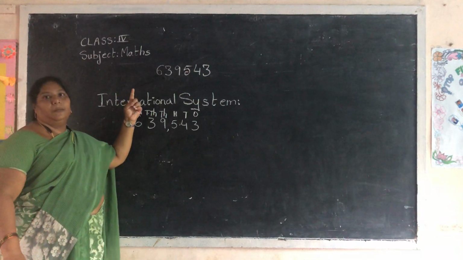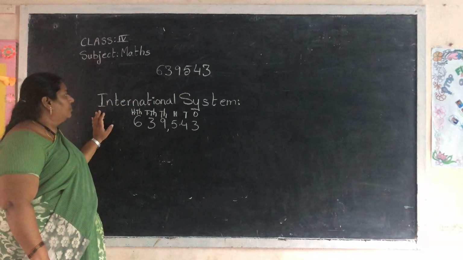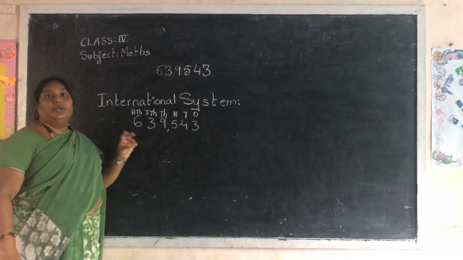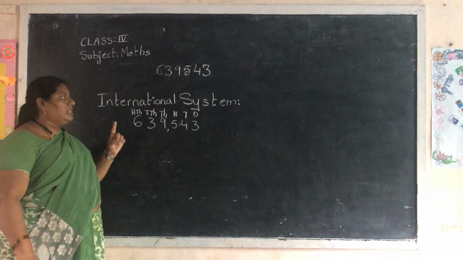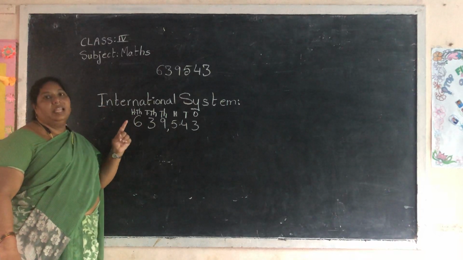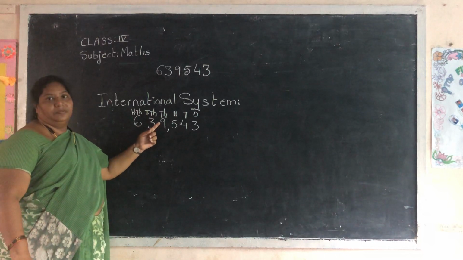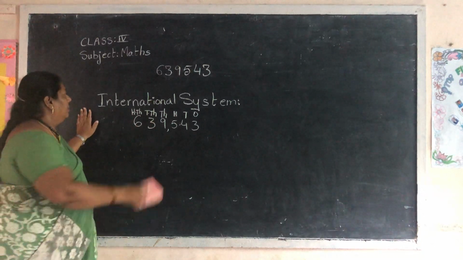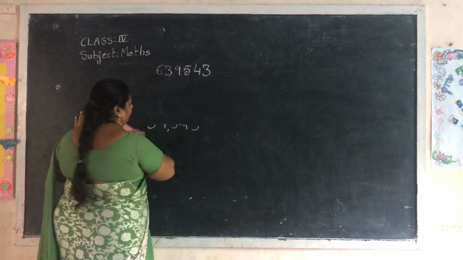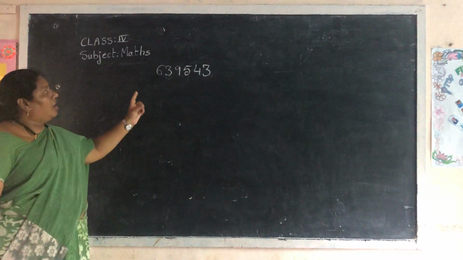One number only, a 6 digit number, is grouped in 2 different ways. First one is the Hindu Arabic system, that is called the Indian system also. Second system, the international system. Now this number we can depict on an abacus also.